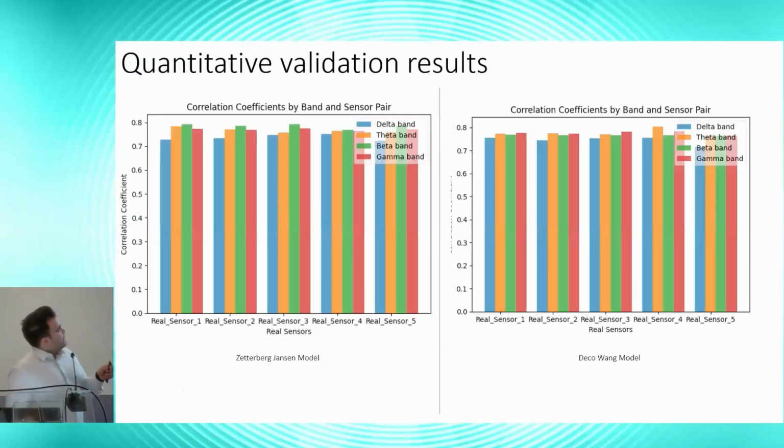And we can see a graph for the quantitative validation results. Here we are seeing the mean for different sensors in each frequency band. We can see that every sensor has at least 0.7 correlation between the simulated and the real data for each band. And there are some sensors approaching 0.8 correlation.